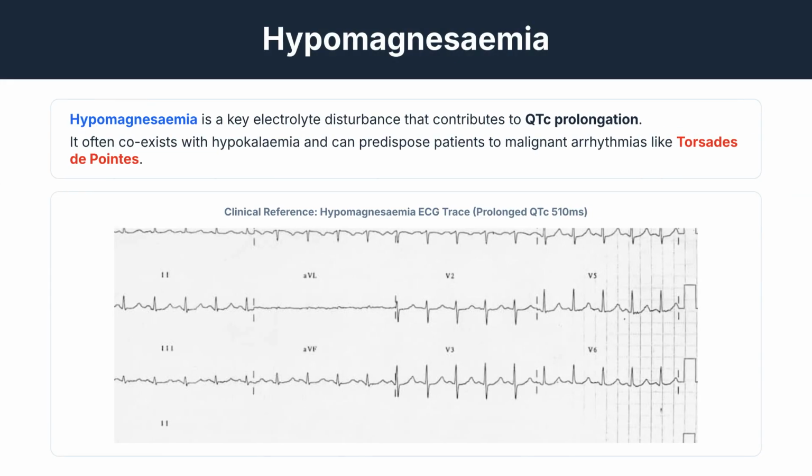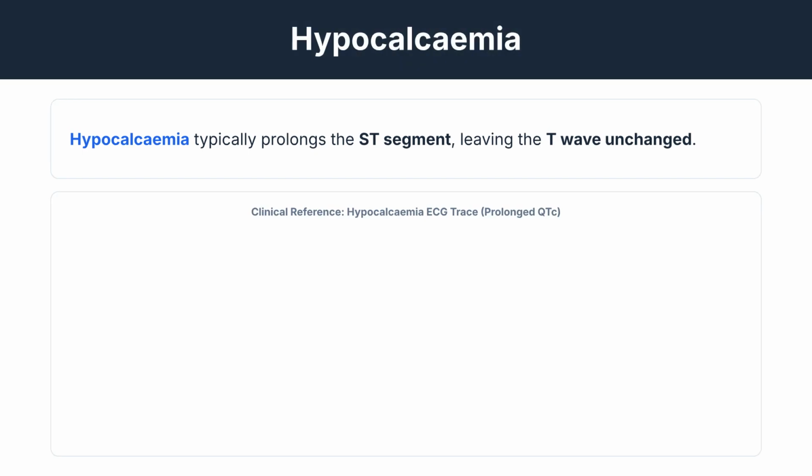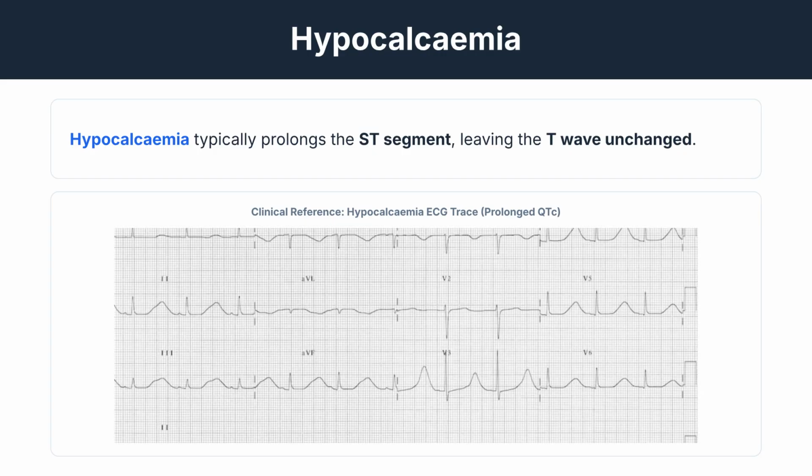Hypomagnesemia is a key electrolyte disturbance that significantly contributes to QTc prolongation. It frequently coexists with hypokalemia and increases the risk of malignant arrhythmias like torsades de pointes. Hypocalcemia typically prolongs the ST segment, while the T wave remains unchanged. This results in an overall lengthening of the QT interval, contributing to the risk of arrhythmias.